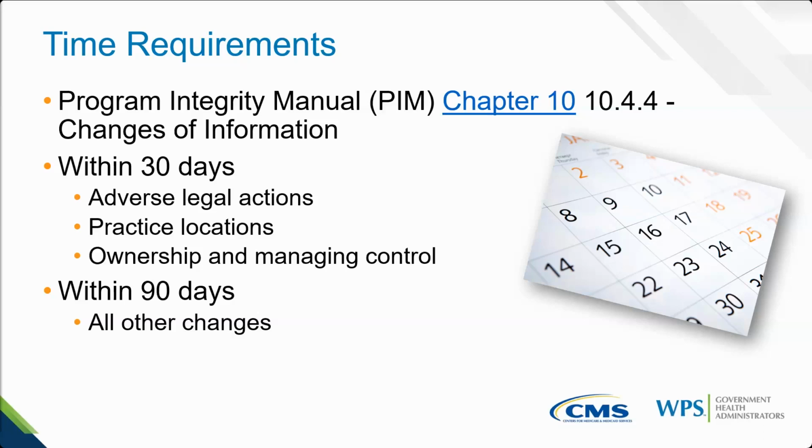Now, everything else outside of those needs to be reported within 90 days. So things like if there's a name change, if there is a correspondence address change, a contact change, there's a little bit more lead time on those. They don't directly affect claims processing as significantly as those first three, and that's the reason for the difference in those timings.